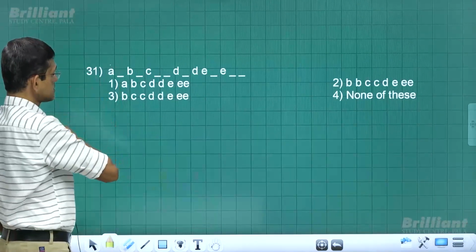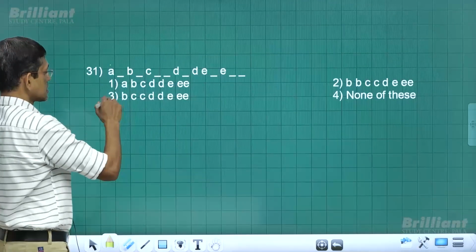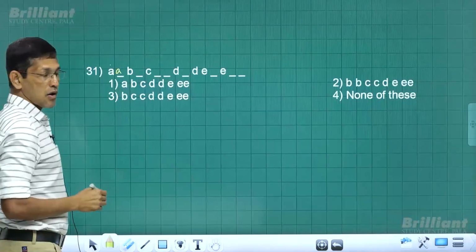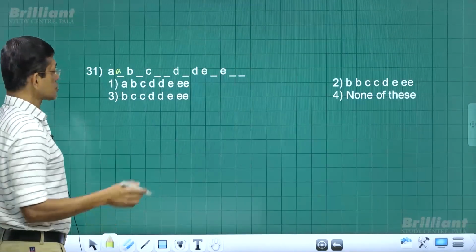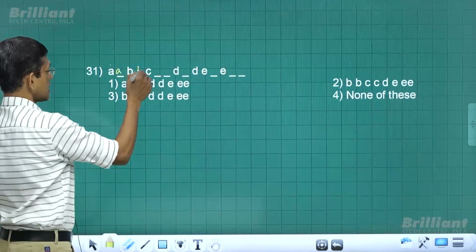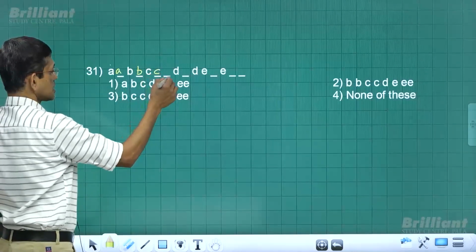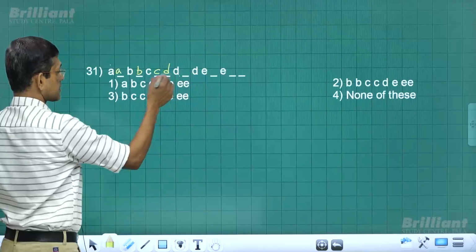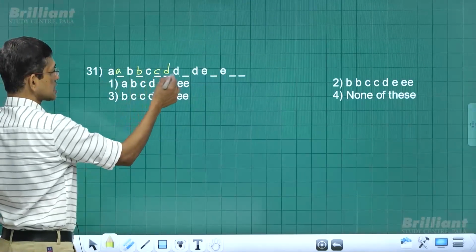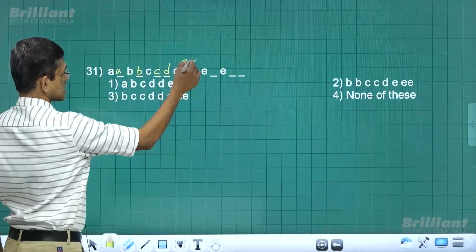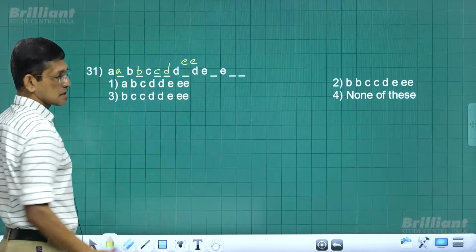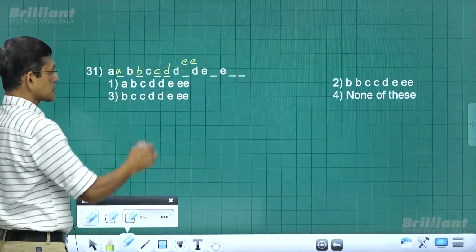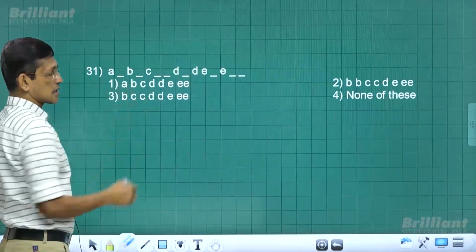A, this is B. So what is here? AAB or ABB. So AAB, AABB. How about CC, DD? And here again, what do you have? If it is AABB, CC, DD, the next one must be EE. But here it's D. So that pattern doesn't work. What else do you have? I'm pretty sure at least some of you have found that pattern by this time.